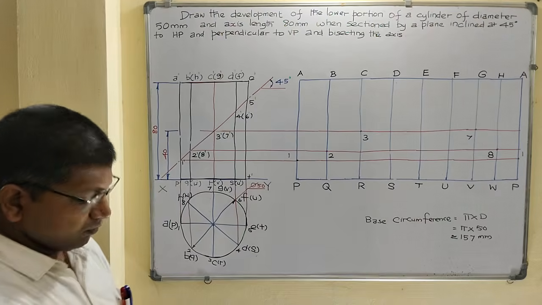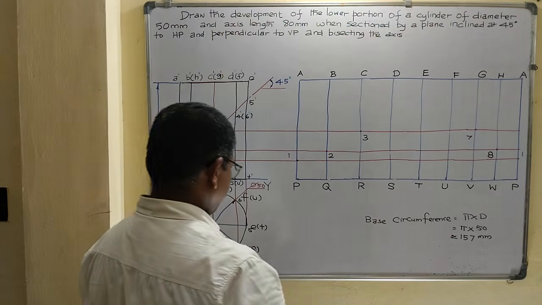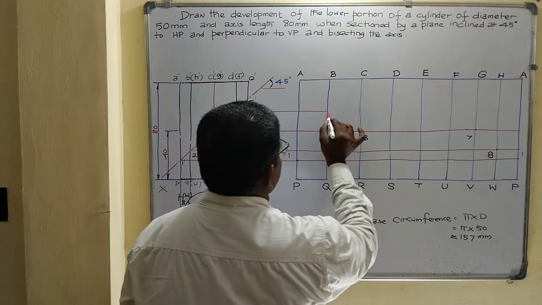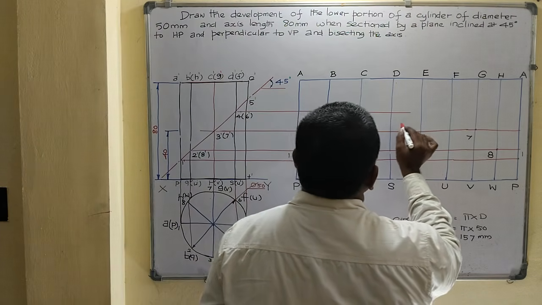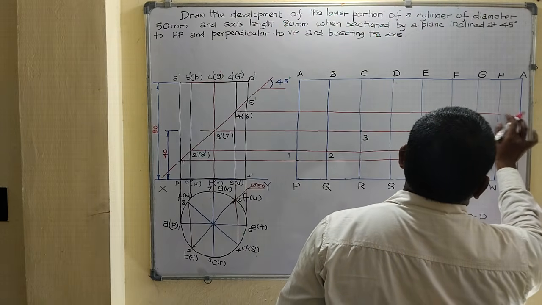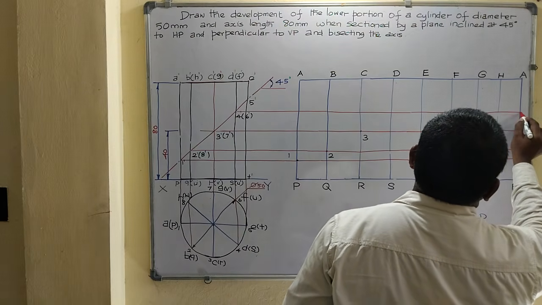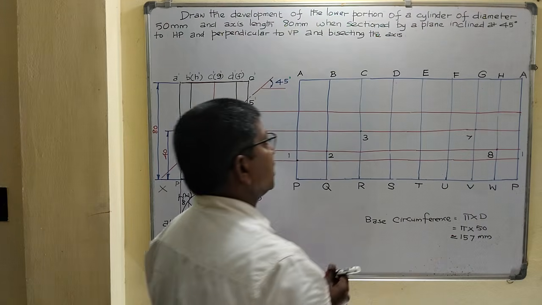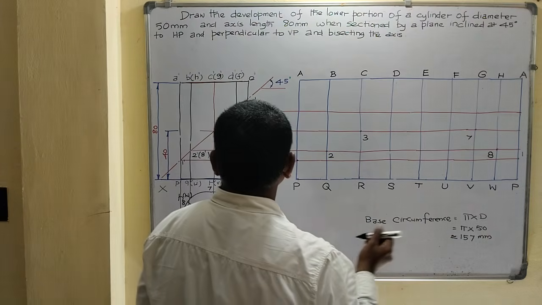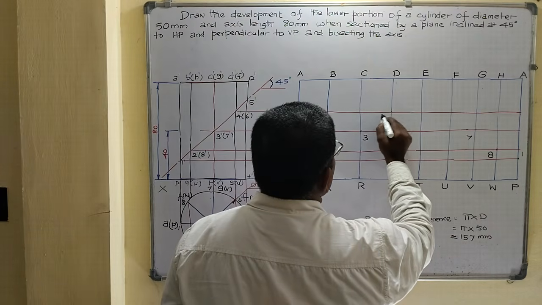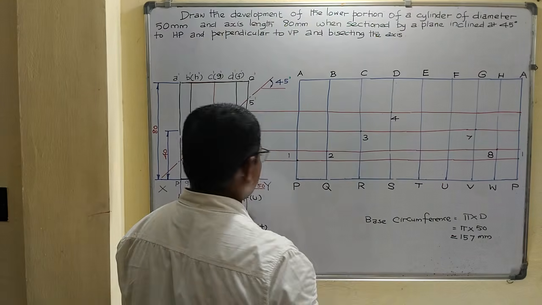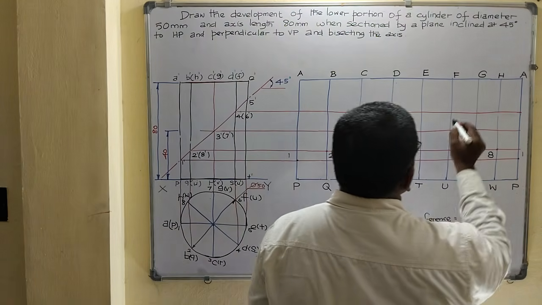Next, draw a horizontal line from 4 dash of 6 dash. Point 4 is on D of S, and point 6 is on F of U.